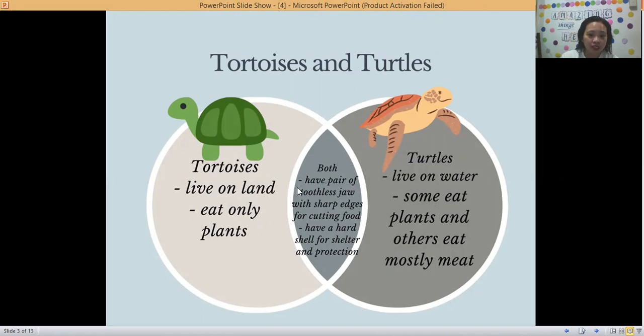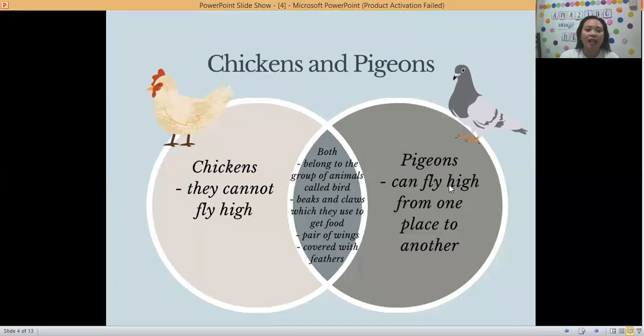So now, what are the things they have in common? Both of them have a pair of toothless jaws with sharp edges for cutting food. Again, both of them have a hard shell for shelter and protection. So this is the tortoise and the turtles. Next animals, let's have chickens and pigeons.